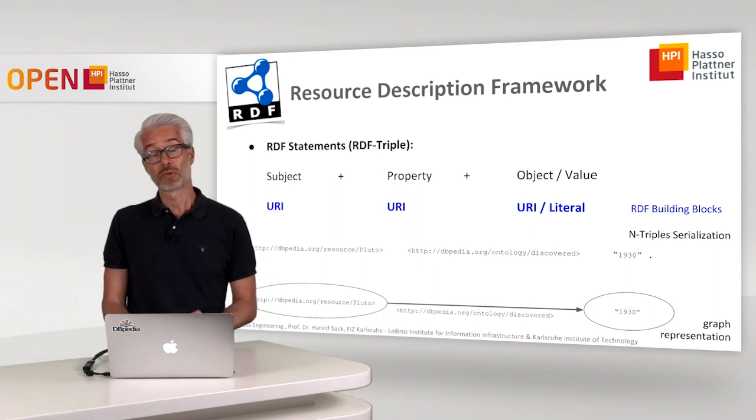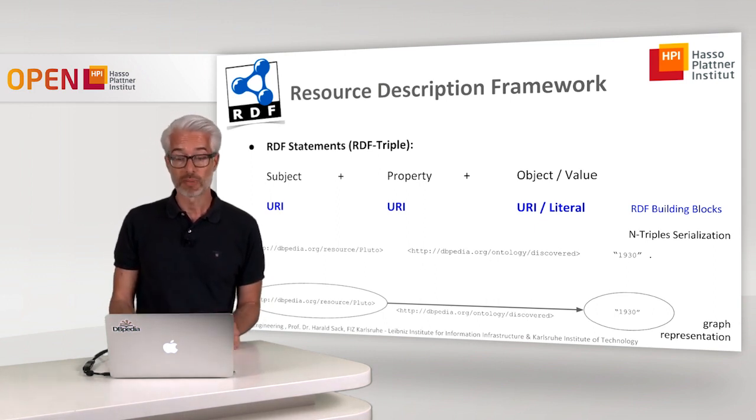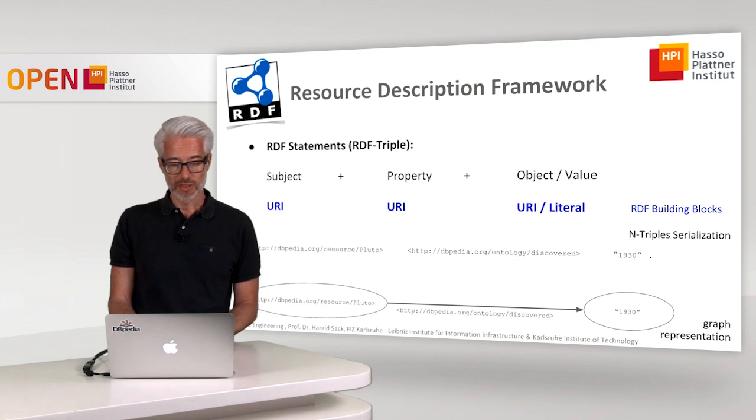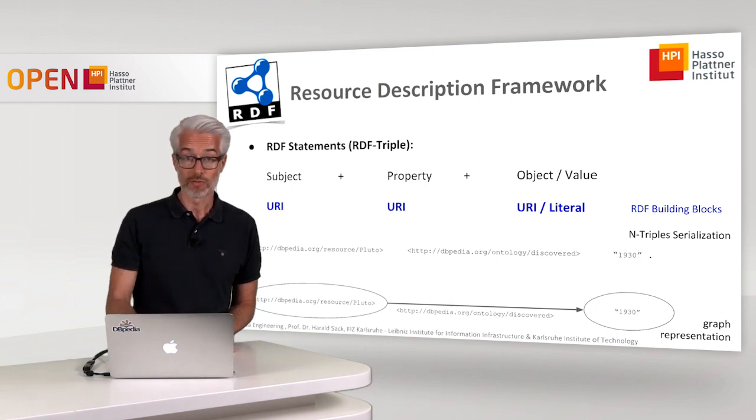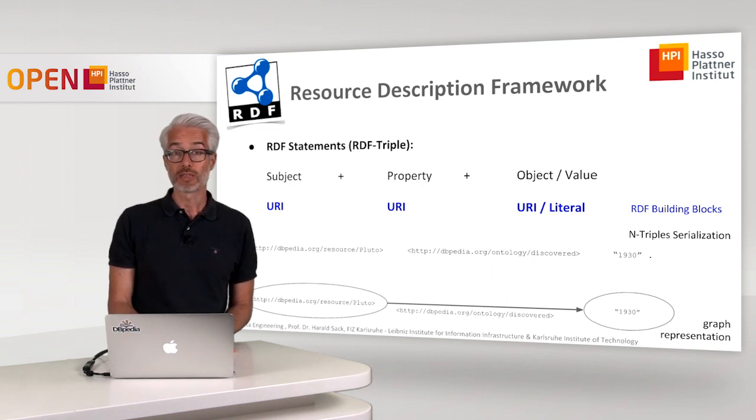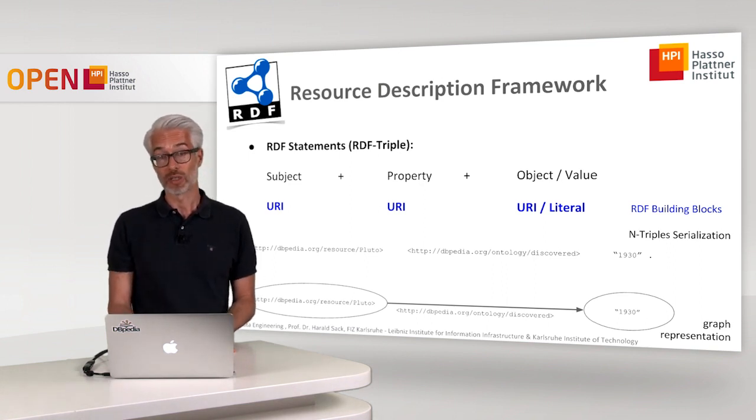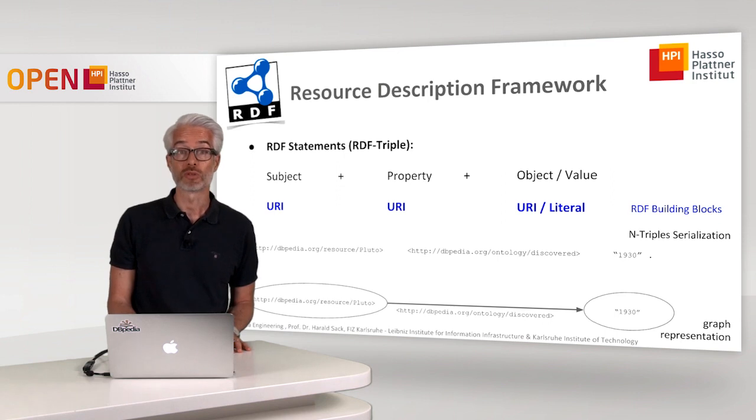This is the most simple serialization for RDF. It's called N-triple serialization. And then you have here the subject, Pluto. And then you have discovered, also taken from the URI, from an ontology where you have discovered. And then you have a literal, 1930. A literal character string is usually expressed, as you see here, in these double quotes.